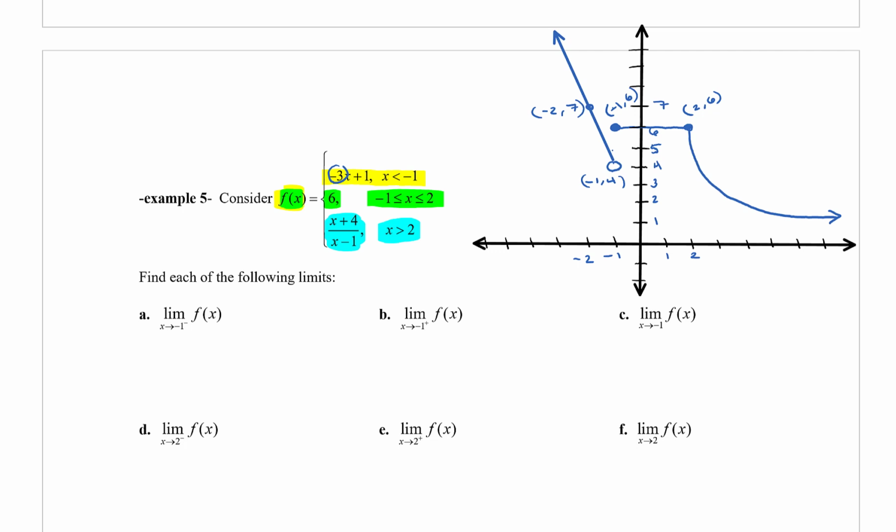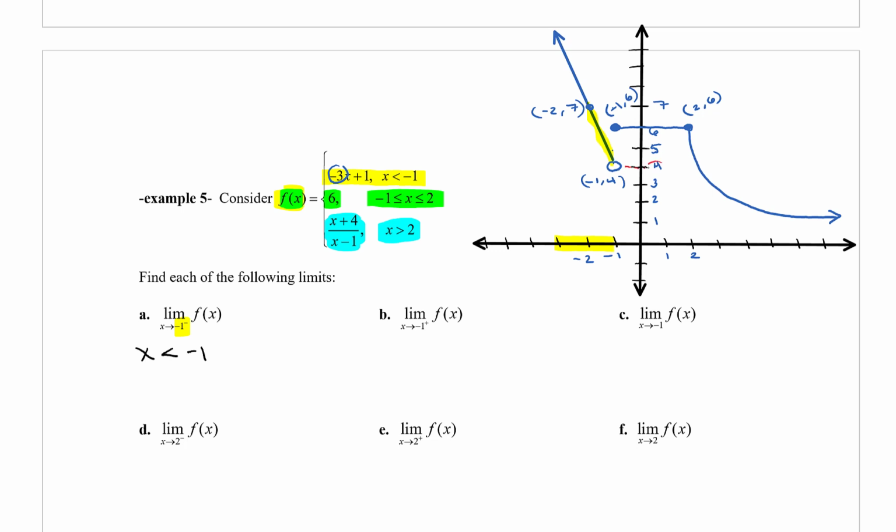We're going to start off with part A here, the limit as x approaches negative 1 from the left of f of x. When you're approaching negative 1 from the left, remember you are looking at the values where x is less than negative 1. So let's look at our graph. I'm going to highlight on the x-axis as I'm getting closer and closer to negative 1 from the left. What value am I approaching on the function?